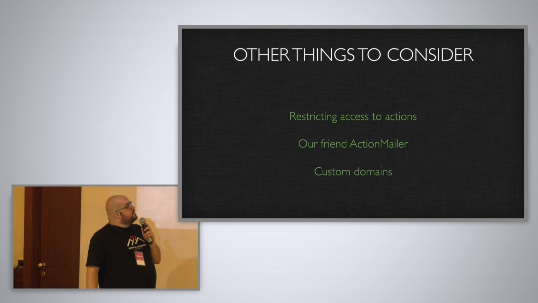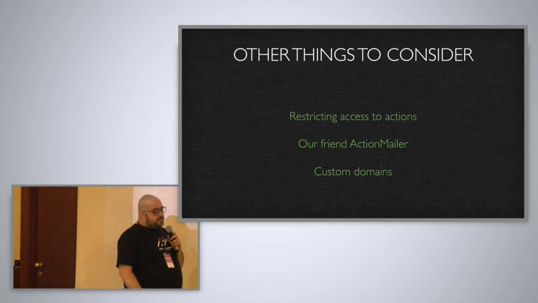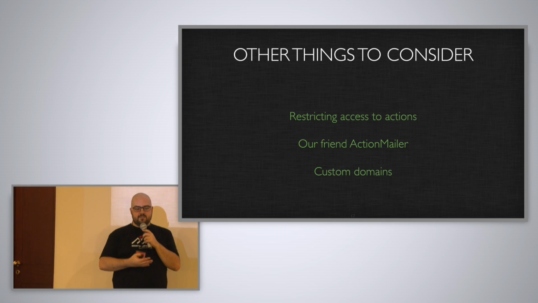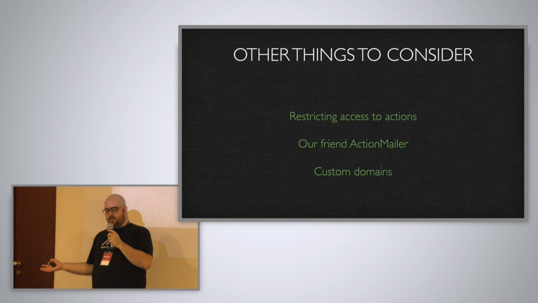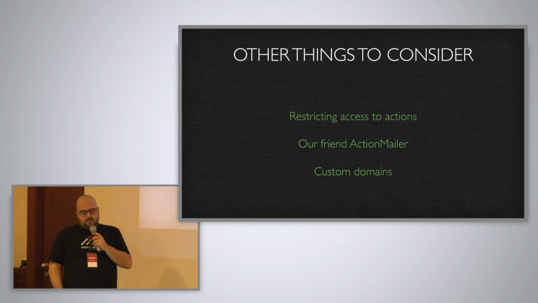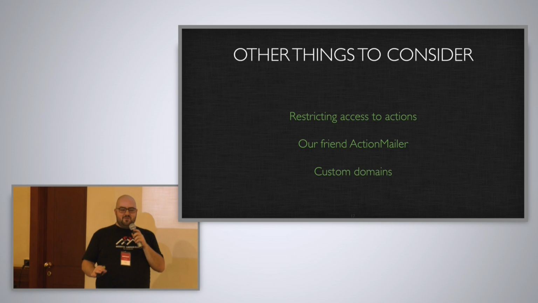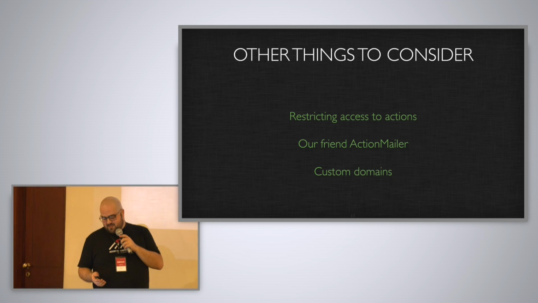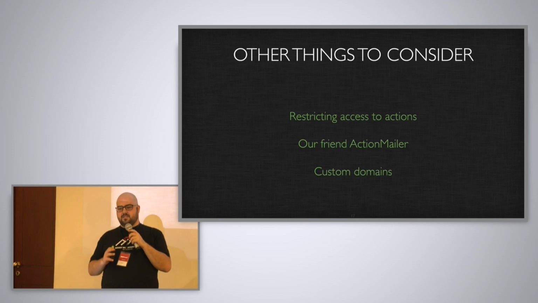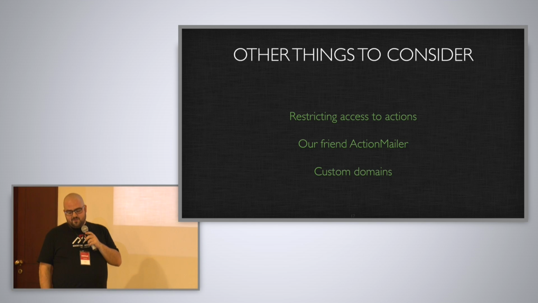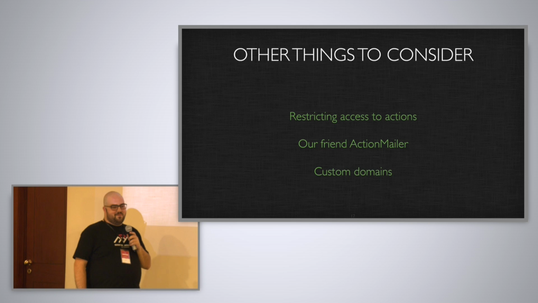Some other things to consider, restricting access to actions. So you might want to say, this action's only available if it's, in this case, an app request or a web request. I would suggest using a whitelist instead of a blacklist. It's up to you, but being explicit is usually clearer, especially as your team size grows, it's easier to see. Clever isn't always good. There is, of course, our good friend Action Mailer.